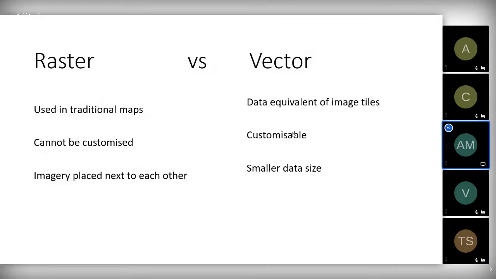Once something is on this image, it's on there. And if you want to zoom it in or zoom it out, basically you are just zooming out or zooming in pixels, as opposed to vector, which is the data equivalent of these image tiles. So there are points, lines, and polygons, and these points, lines, and polygons are customizable to whatever your desired outcome is. And the benefit to vector tiles is that it's a smaller data size. So as opposed to having 1 gig of raster image files, you'll just have a smaller vector tile, which you can customize to what you want.